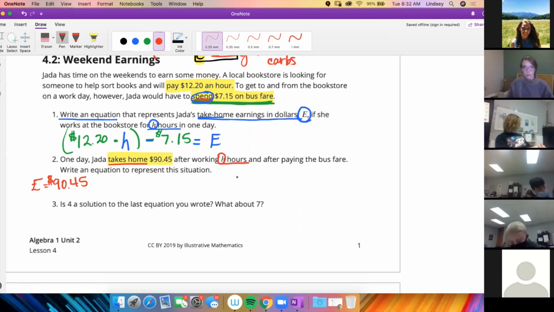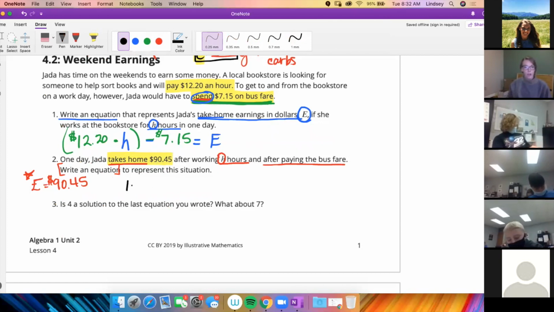No. And she paid the bus fare. It wants us to write an equation to represent this situation. So everything is literally the same. What's the only thing we know now that we didn't know before? E. Okay, so did she get paid the same amount? Yeah, it doesn't say she got paid a different amount. It's still at the bookstore.